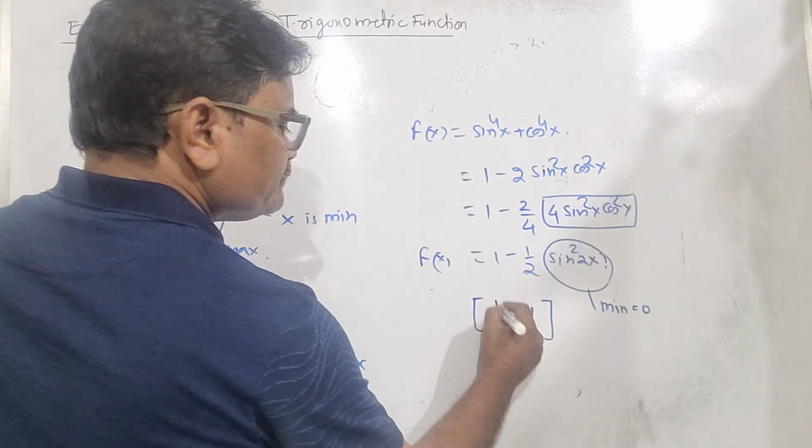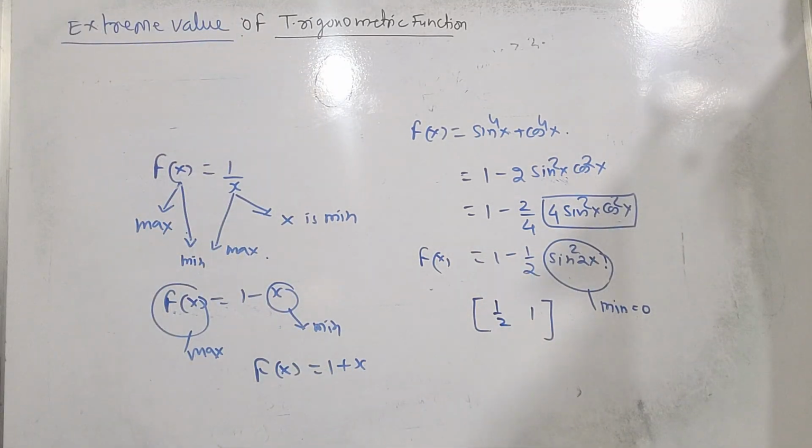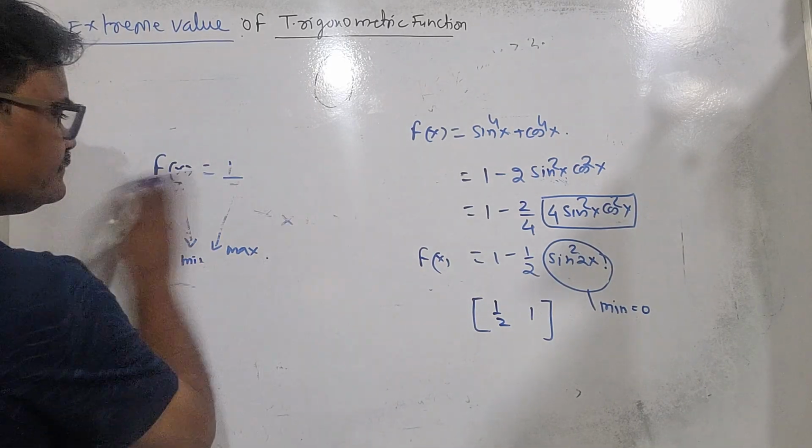1 minus 1 by 2 is 1 by 2. So that is the range. Got it? Let's do one more question on this.